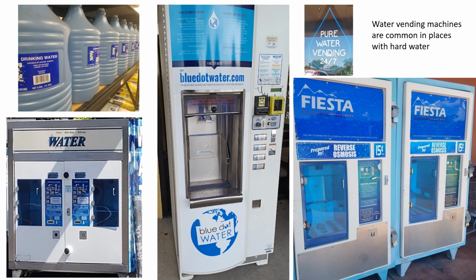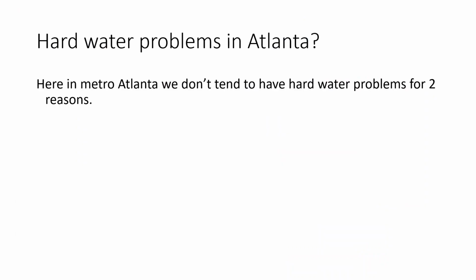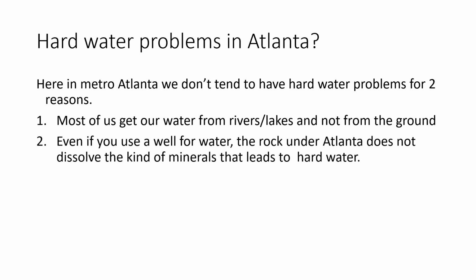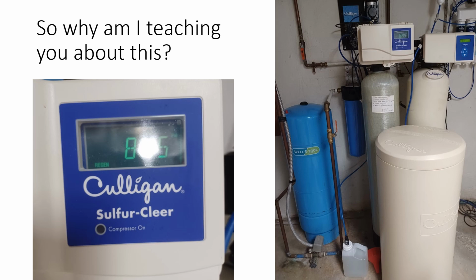People in areas with hard water, sometimes they don't like the taste of the water coming out of the water softener, so they will go to these specialized companies and buy their drinking water because they want to have water that doesn't have the excess minerals in it. So we don't have problems here in Atlanta for two reasons. We get most of our water from rivers and lakes and not from the ground anyway. And even if we had a well here, we're on granite, which doesn't dissolve the minerals enough to give us hard water. So why am I teaching you about this?